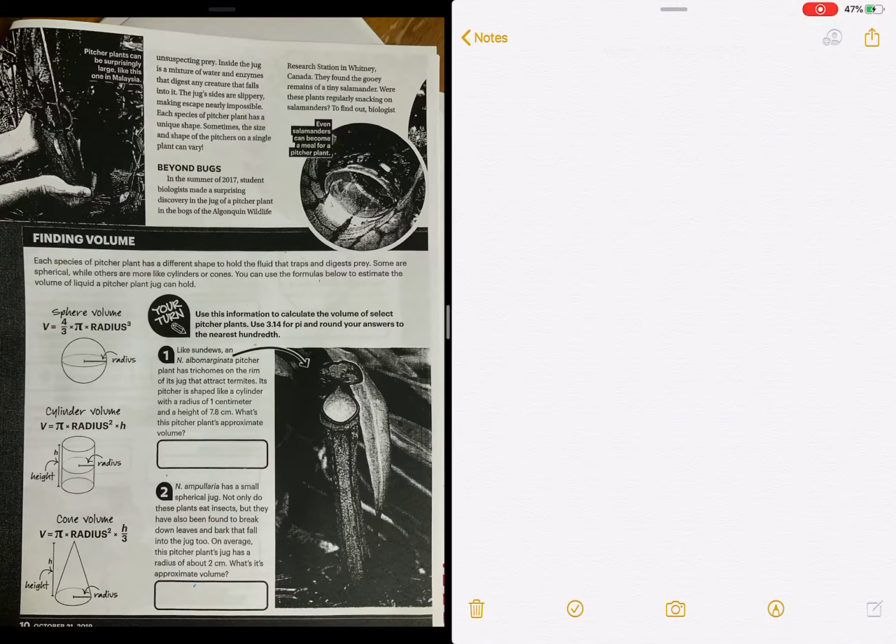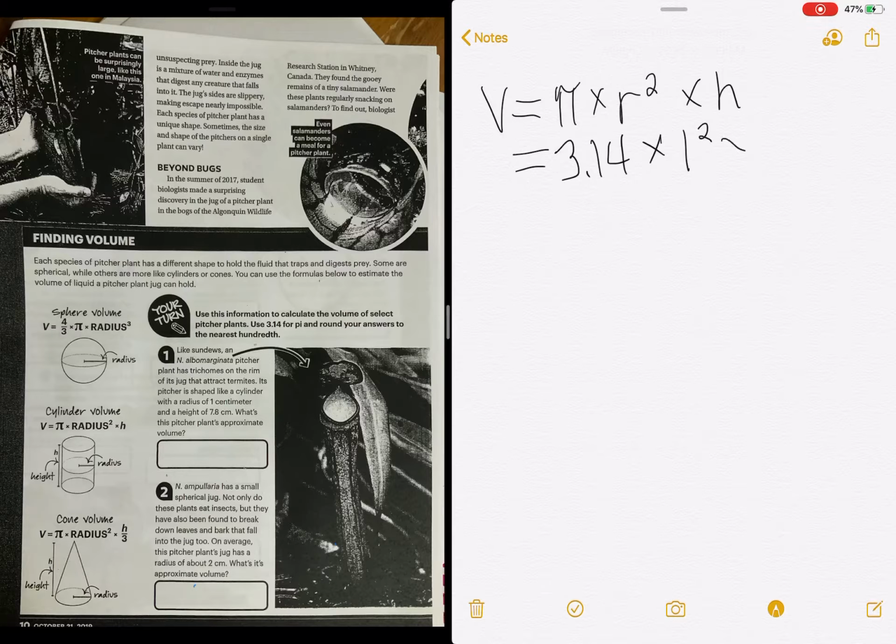So we're going to look at the volume formula for a cylinder, which is volume equals pi times the radius squared times the height. We're going to substitute our values. We know that pi is 3.14. Our radius, which they give us in the problem, is 1 centimeter, so we're going to square that. And our height is 7.8.